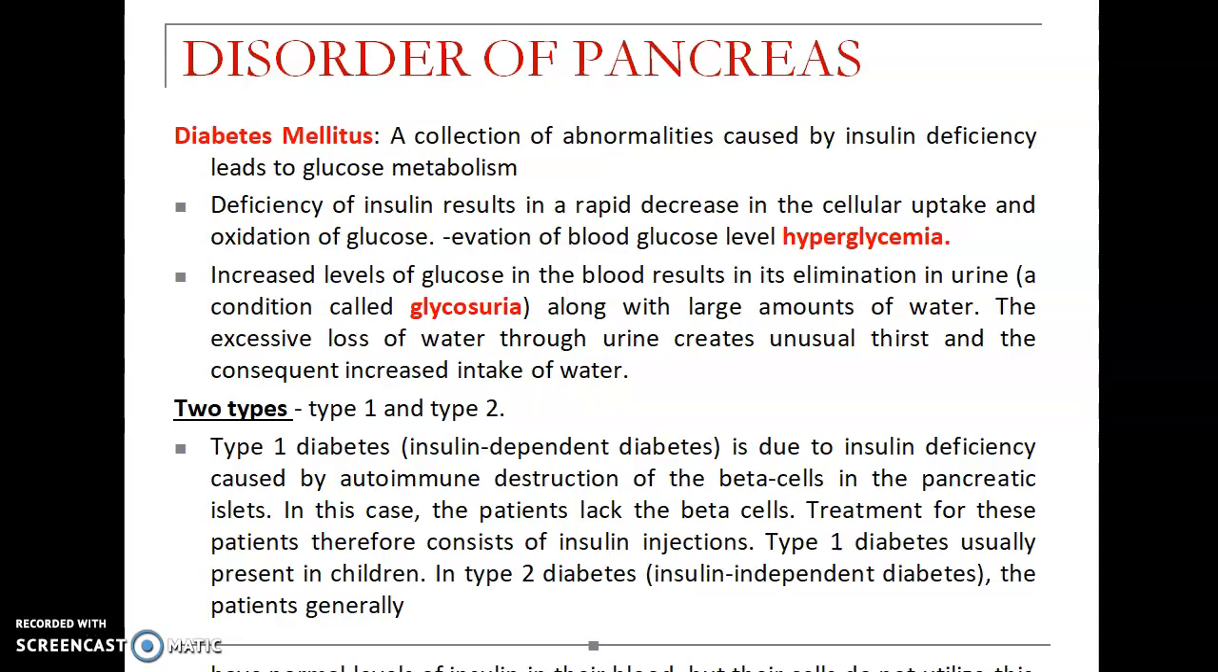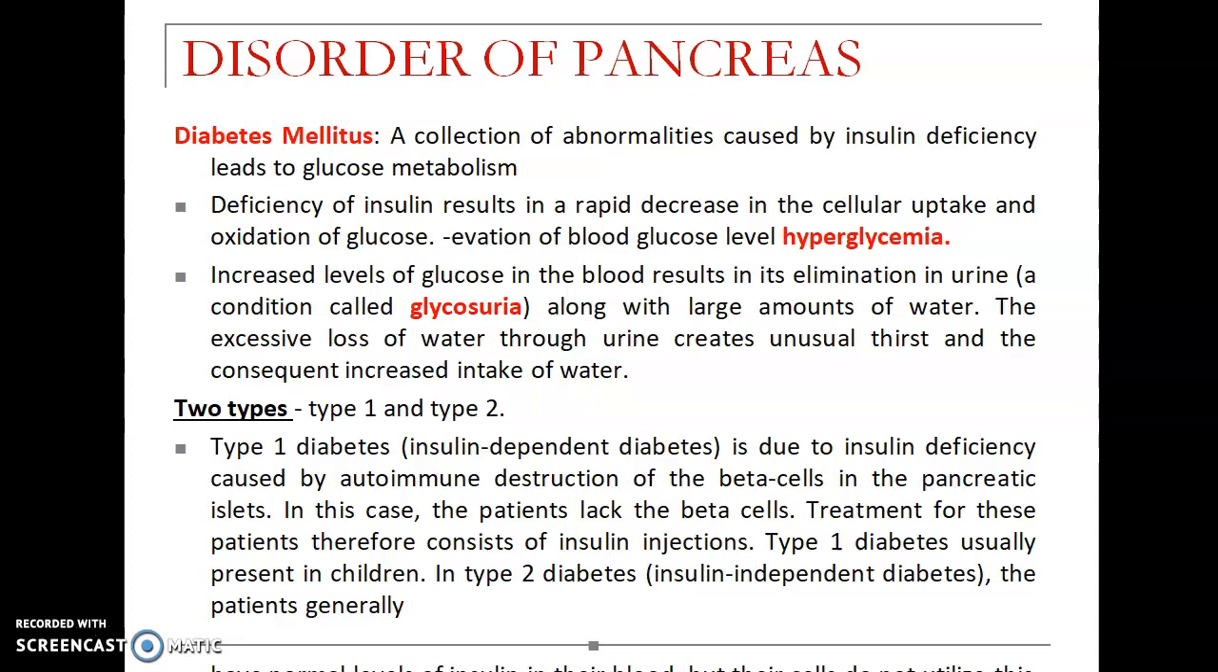Diabetes mellitus can be of two types, that is type 1 diabetes and type 2 diabetes. The first one, type 1, we call insulin dependent diabetes, and it is due to insulin deficiency, caused by autoimmune destruction of the beta cells. Our own body's immune system destroys the beta cells. Just imagine if there is no beta cell, of course there will be no insulin. The patient lacks beta cells, and treatment therefore consists of insulin injection. This is usual in children too.